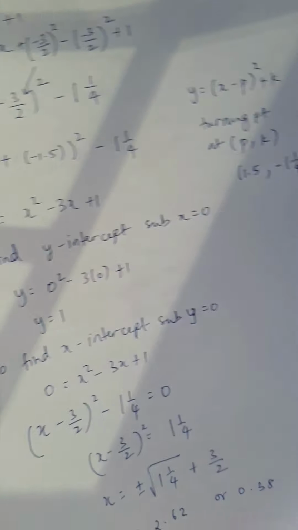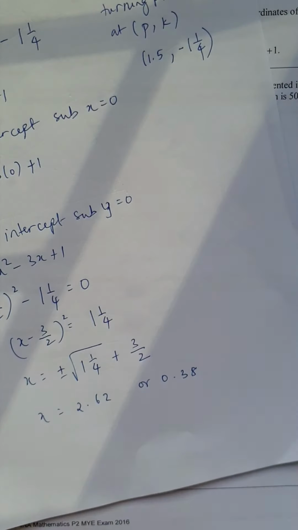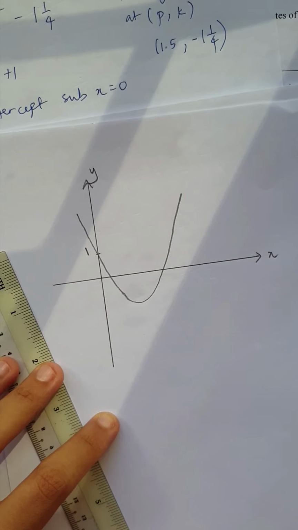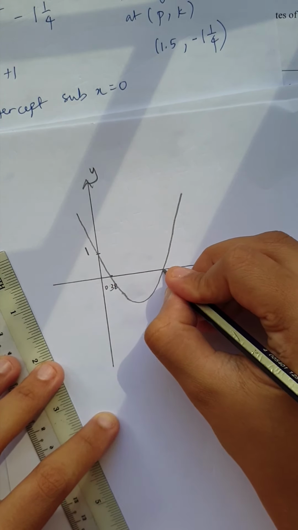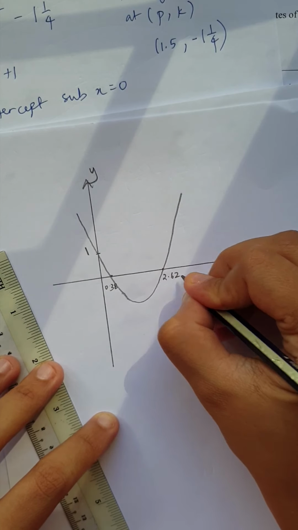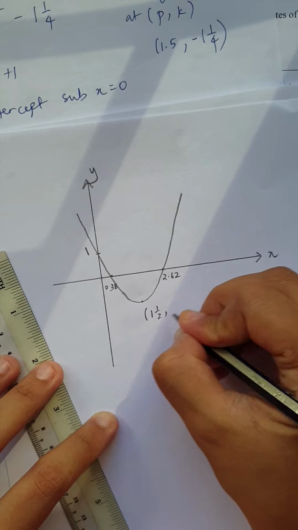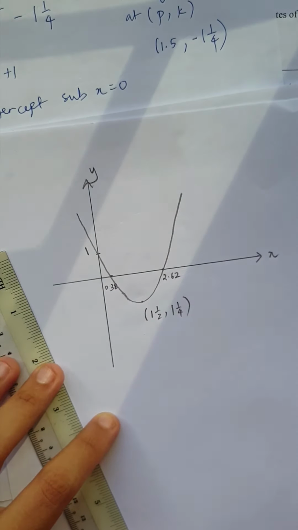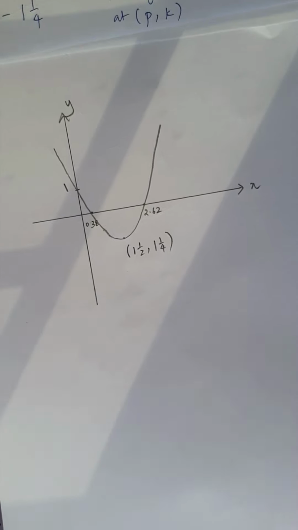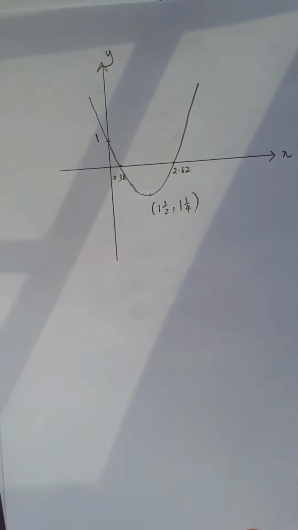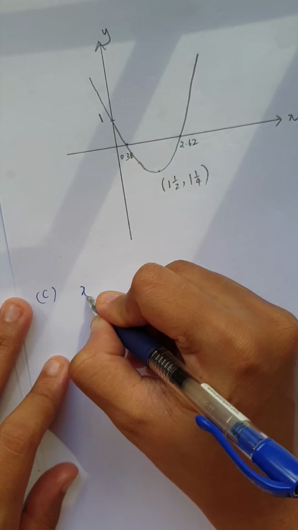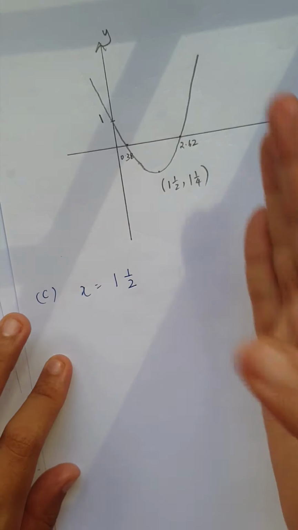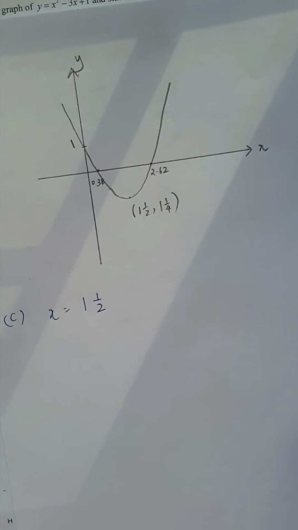Let me just draw the curve now for you. Okay, so this point is your 0.38, and then this point is your 2.62, and then this point will be your 1.5 comma negative 1/4, and it's cutting the y-axis at 1. Alright, then what is the line of symmetry? The line of symmetry is going to cut it exactly into two, passing through the minimum point. So the line of symmetry will be x equals 1.5. Okay, this is the line of symmetry.